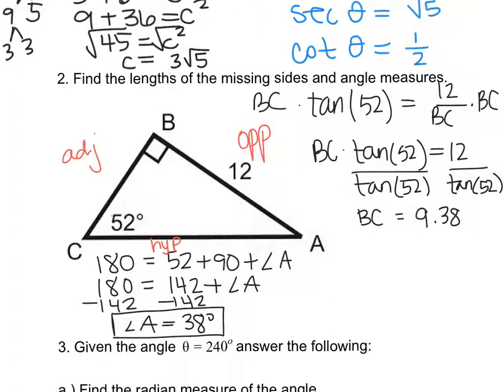Now to solve for AC, we have two options. Now that we have two side lengths, we can use the Pythagorean Theorem to solve for AC, or we could set up another trig ratio involving the opposite side and the hypotenuse, which would be sine. We can set up the trig ratio for sine and solve for AC in the exact same way we solved for BC. And I'm going to go ahead and show you how to do it using the Pythagorean Theorem, since we just did an example involving trig ratios.